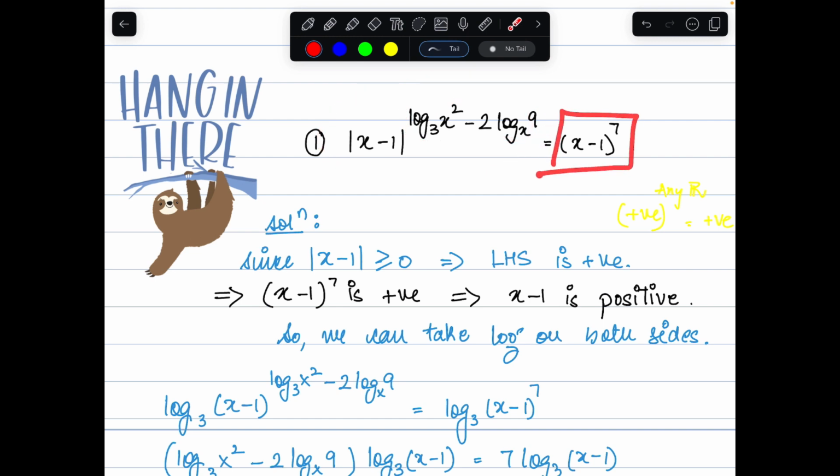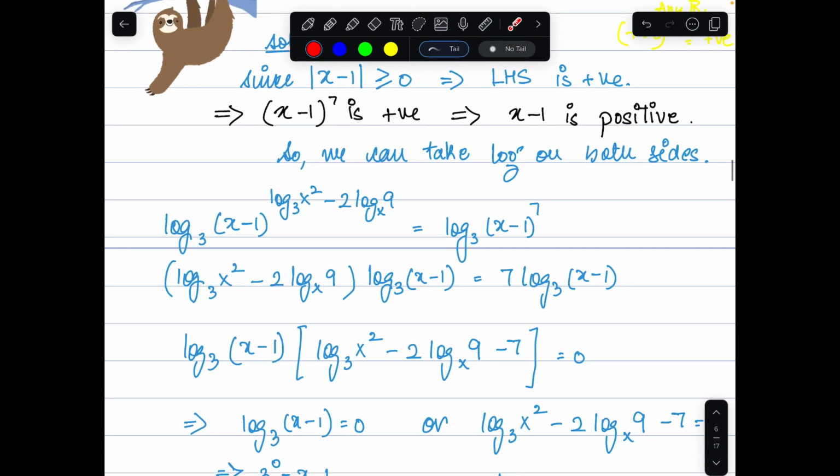When this is positive, we have to take into consideration that this is an odd power. That means the base has to be positive, because positive to the power odd only will give you positive, or else it's going to be negative. And thereby we get this condition that (x minus 1) whole power 7 is positive, therefore x minus 1 has to be positive.